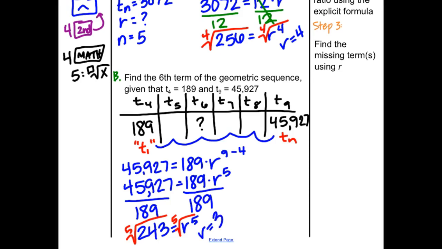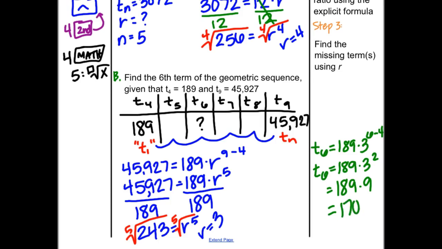Now there's two ways to go from here. You could take 189 times 3 and then times 3 again. Or you could say, well, I'm trying to find term 6. Term 6 and then 189 is term 4, which means we apply the common ratio of 3 twice, which comes out to term 6 equals 189 times 3 squared, which is 189 times 9, which gives you an answer of 1,701.